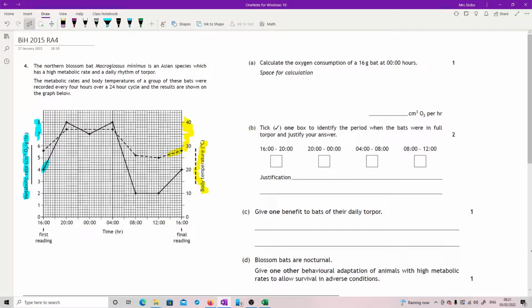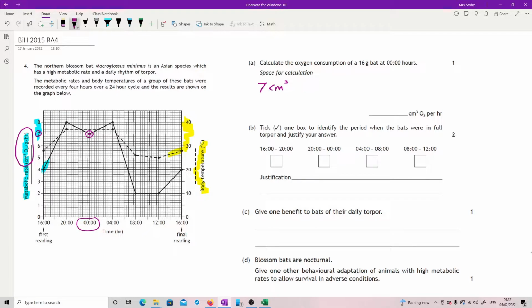Calculate the oxygen consumption of a 16-gram bat at midnight. Space for calculation here. So we're looking at centimetres cubed of oxygen per hour. So we're obviously dealing with this side. I am looking at 0, 0, 0, 0 and read it up. This point here, because I'm on the solid line, read it across, 7. So we've got 7 centimetres cubed of oxygen per gram per hour, and we've got a 16-gram bat. So 7 times 16 gives me 112.